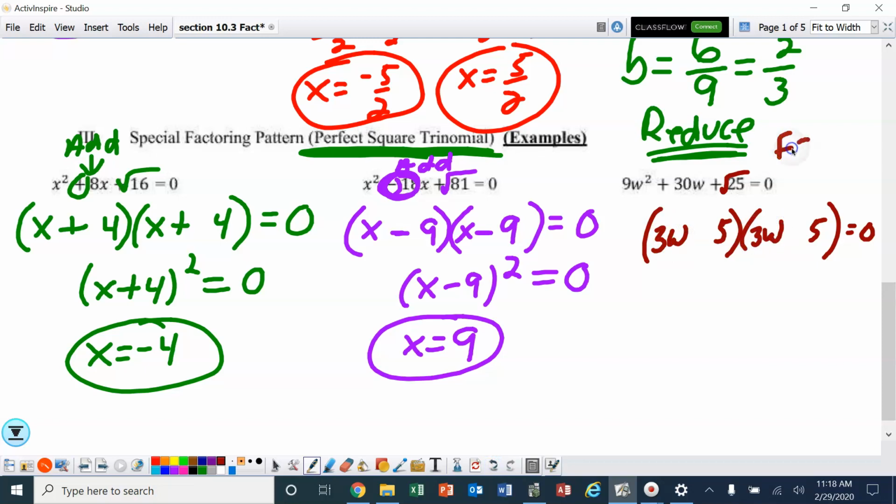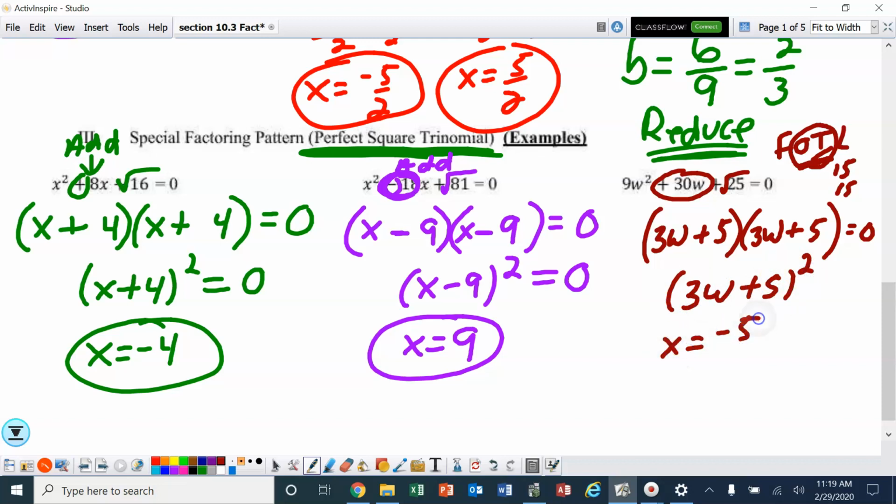Remember FOIL? The O and the I. The outside is 15. When I multiply 3 and 5 is 15. And the inside is also 15. 15 and 15 add up to 30. So yes, it is a special one because these two are the same. And that can be written as 3w plus 5 squared. And so the solution to that one is negative 5 over 3.